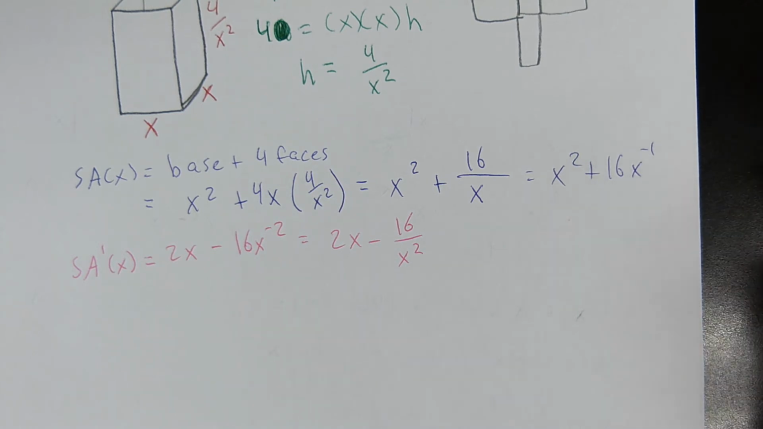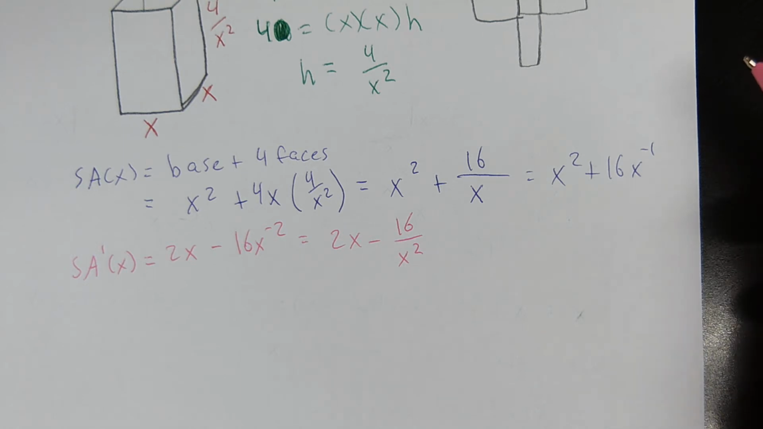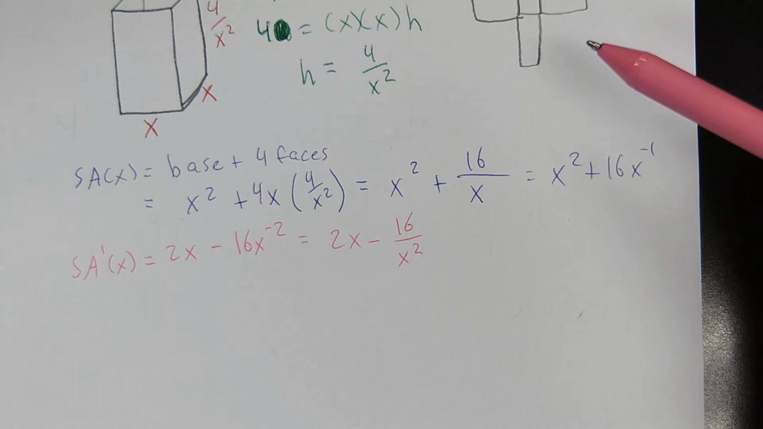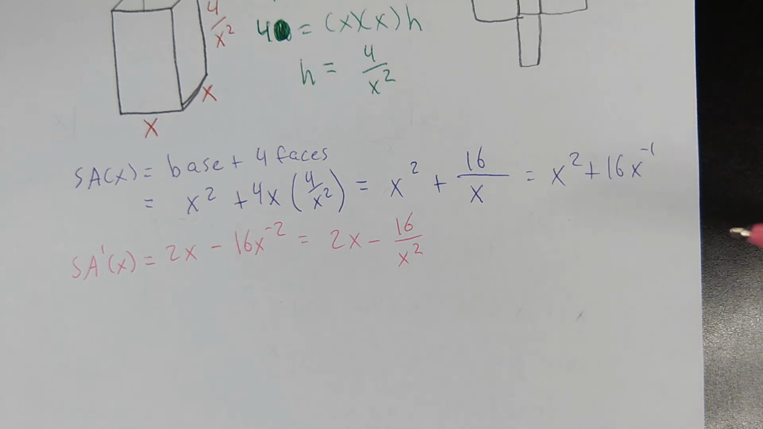So we're going to have to try to find critical values of this. That means we have to figure out places where it equals 0 and where it's undefined. Well, it's clearly undefined when x is 0, but that doesn't matter because you can't have x equals 0. If you had x equals 0, you wouldn't have anything to work with. So really, what we're going to have to figure out is where this thing equals 0.